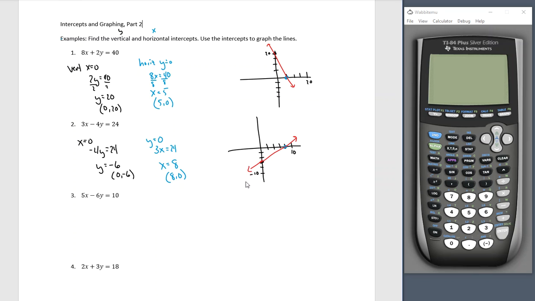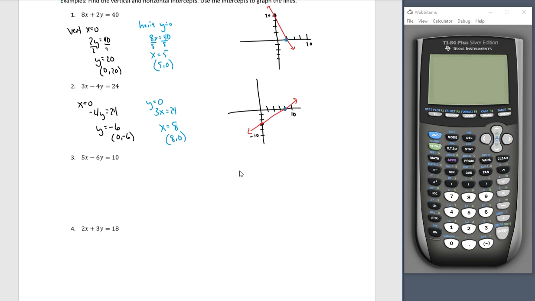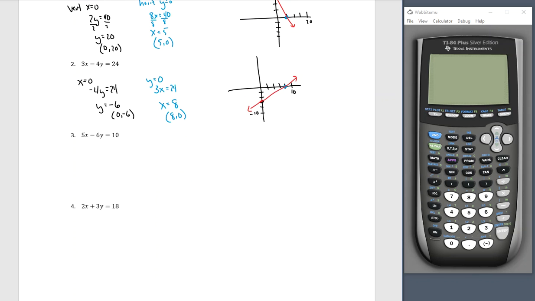There we go. All right. Not too bad, right? These are things you can do. And let's keep doing it. When x equals 0, covering up the x values, I have negative 6y equals 10. When I divide, 10 divided by negative 6 is 5 over negative 3. So my point is 0, negative 5/3.